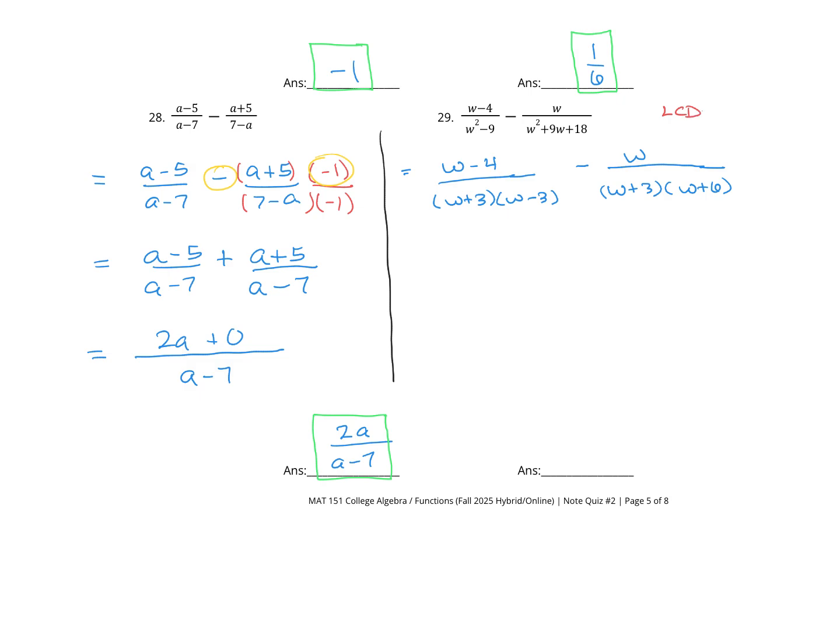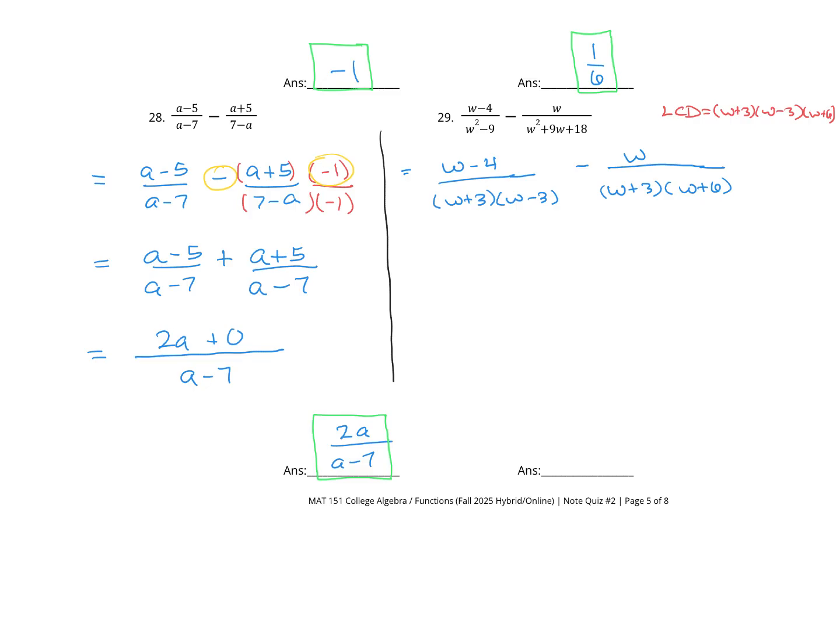The LCD is going to be the smallest combination where all of the denominators divide into it evenly. The first fraction requires us to have w plus 3 and w minus 3. For the second fraction, it's already got a w plus 3, so it just needs the additional w plus 6. And now that is the smallest combination of factors where both the first fraction goes into it down below, and so does the second fraction.